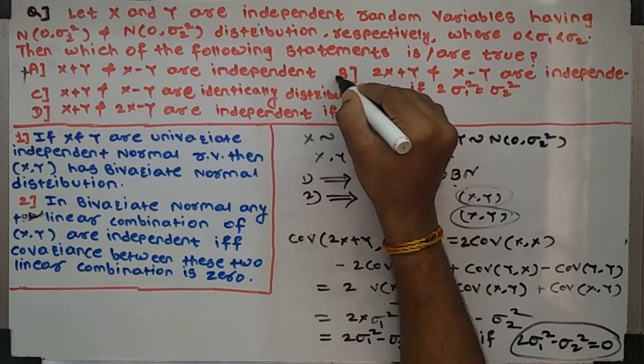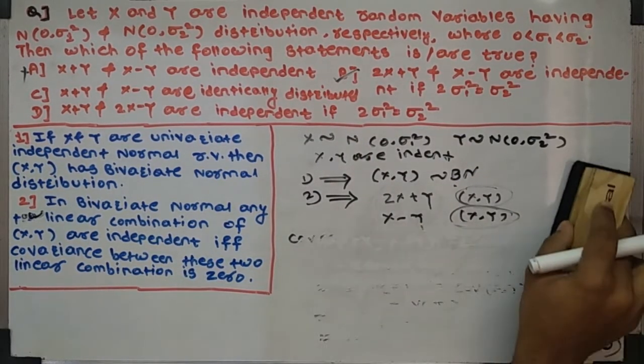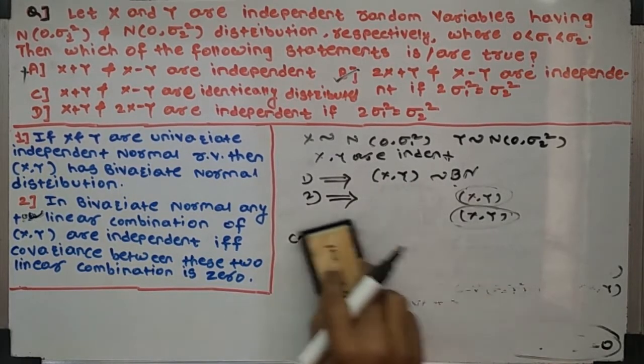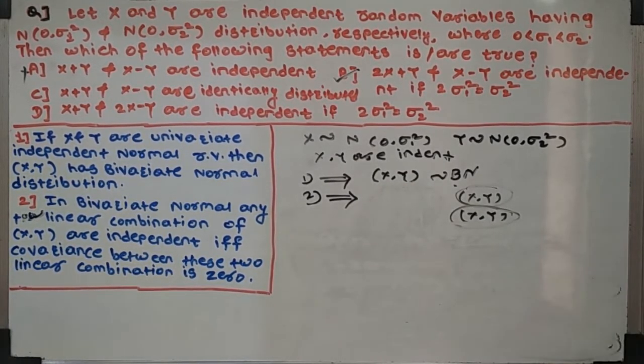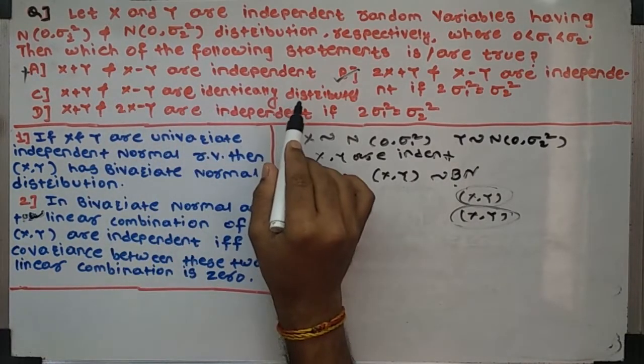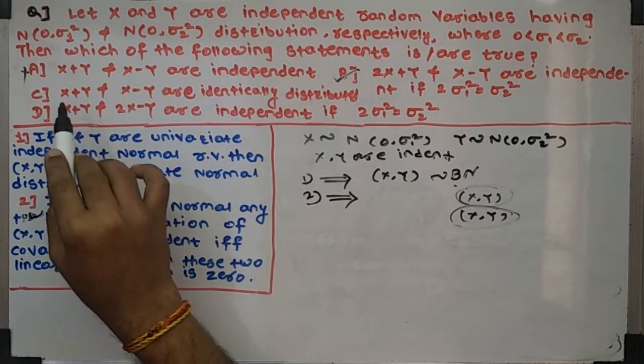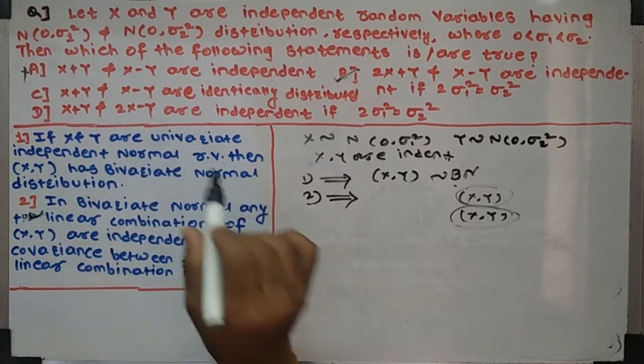So the second answer is true, that is B is true. Also, this question is of MSQ type, so we need to check all answers. See, x plus y and x minus y are identically distributed. We know that identically distributed means the distributions of x plus y and x minus y are the same.